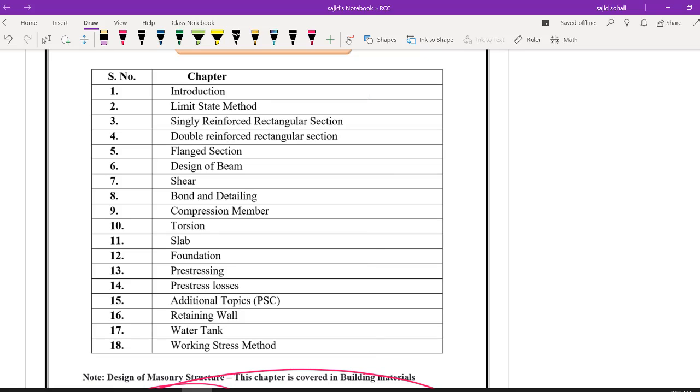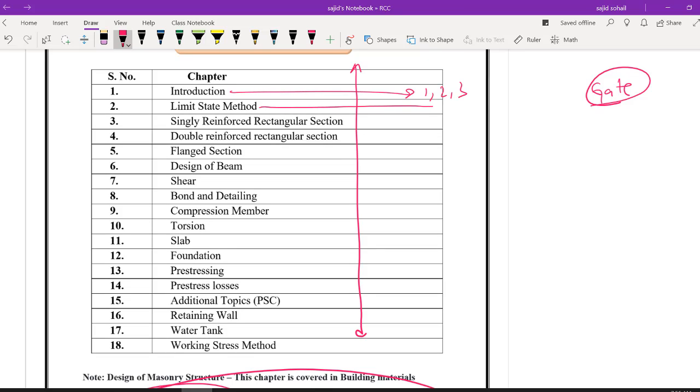So one subject is left. I will be teaching as per the requirement of state PSCs, SSC JE and ESE examinations also. For GATE, obviously we have to solve some long design questions. So I will continue with ESE, SSC JE and state PSC syllabus. For example, the introduction has three modules, 1, 2, 3 will be finished. Limit state, let us take 4, 5 modules, and single reinforced rectangular section 6, 7 modules.